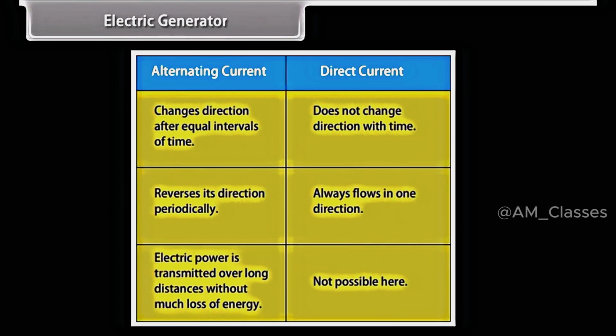That is, whenever a conductor moves in a magnetic field, a current is induced in this conductor. If a magnet is spinning inside a coil, alternating current is induced in the coil. Alternating current changes direction after equal intervals of time. The other type of current is direct current, which does not change direction with time.